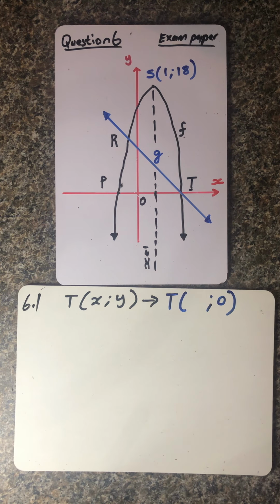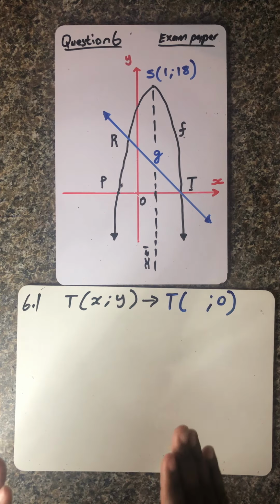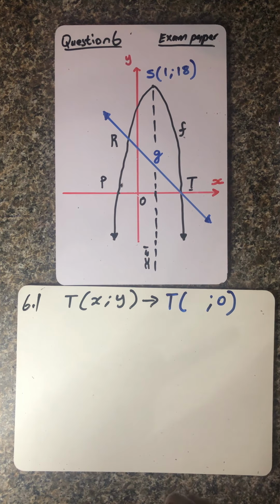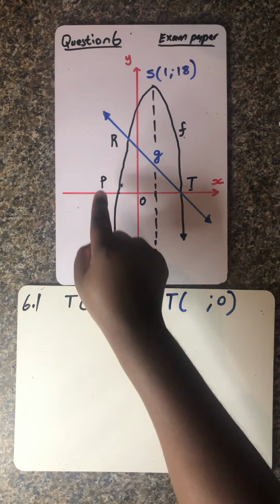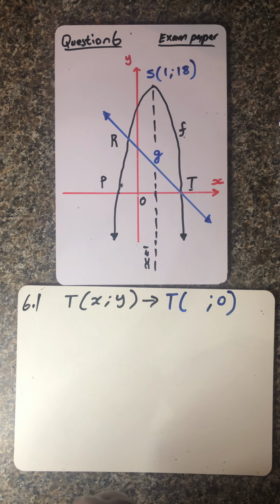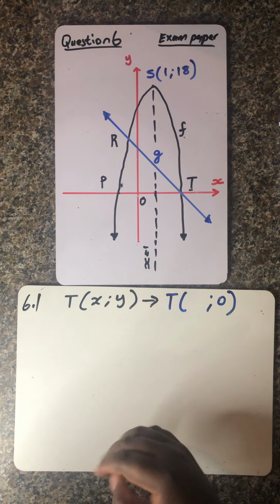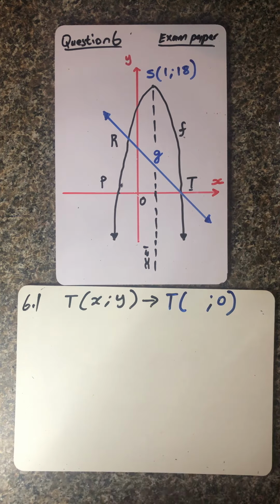I assume we all know and agree that at that point T, the x value is unknown and the y value is 0. Same as at point P, we know the y value is 0, but the x value is unknown.